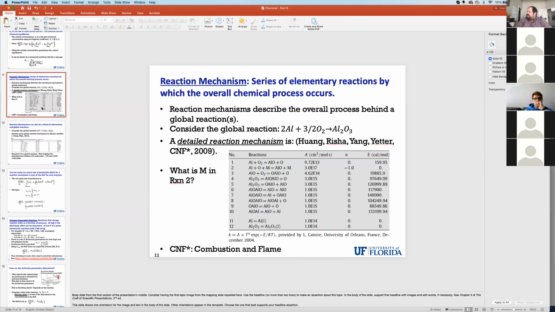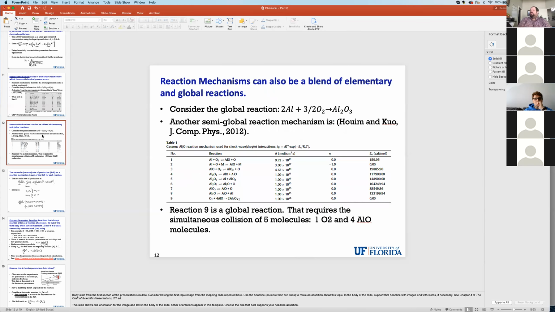Okay. And so basically, yes. That's why a chemical reaction is sort of slow to start, but after it gets going, it really takes off rapidly for that reason. Okay. And now detailed mechanisms can also be called semi-global.